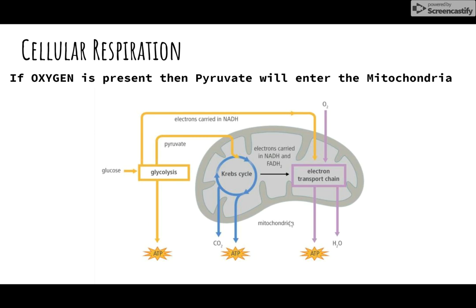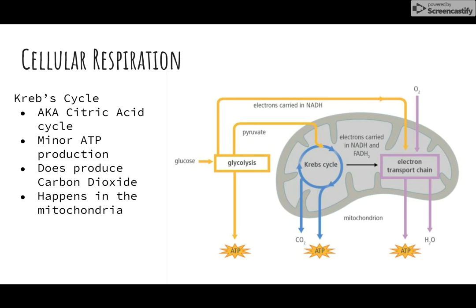Okay, when oxygen is present, pyruvate's going to enter the mitochondria. This will only happen if there is enough oxygen for this process to continue. If there's not enough oxygen present, we're going to have to do a different process, which may be at the end of this video or in our next one. So let's talk a little bit about the Krebs cycle. The Krebs cycle also has another name, the citric acid cycle. We make a small amount of ATP here as well, and we produce carbon dioxide. And again, this happens inside the mitochondria.